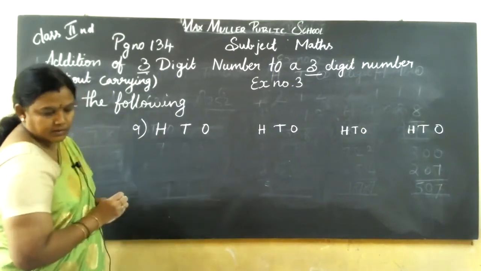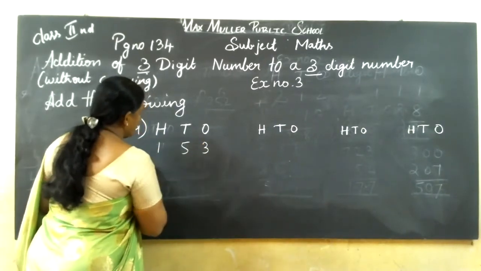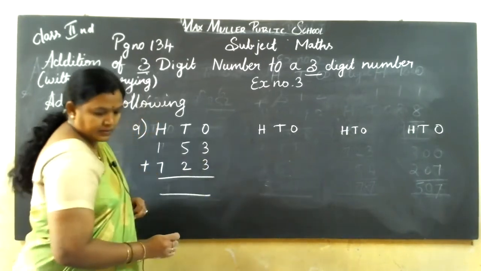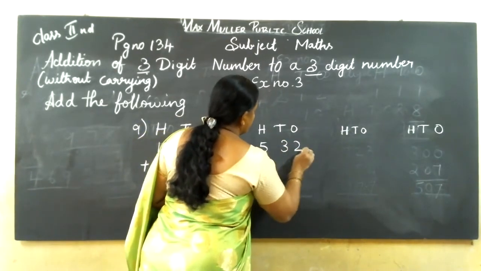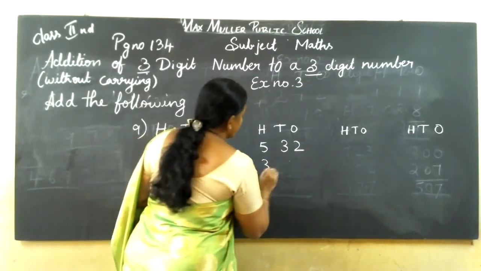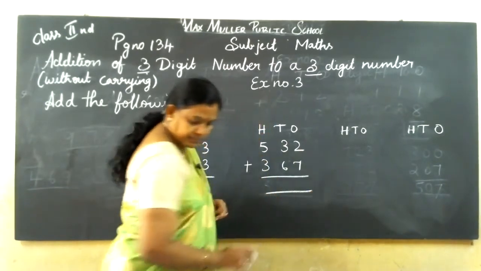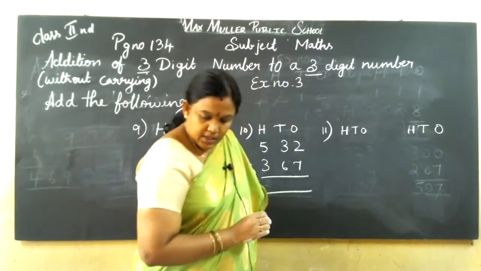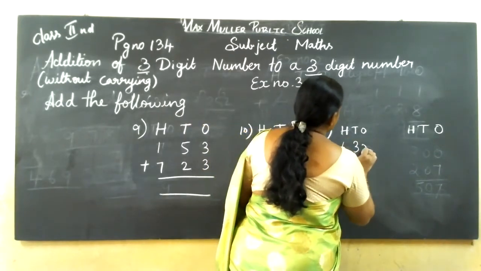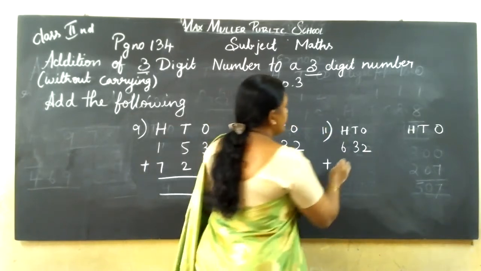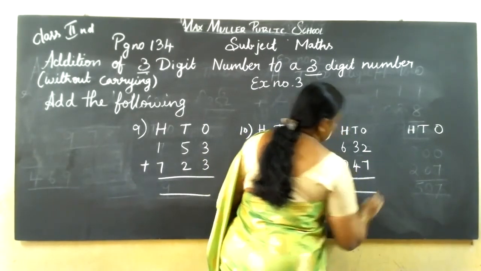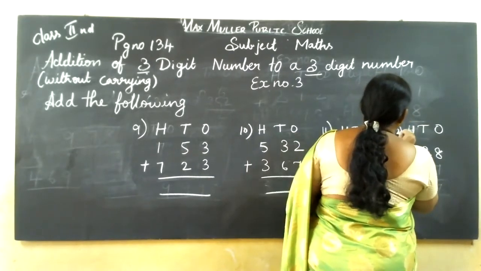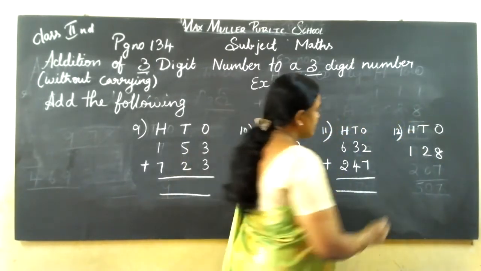Ninth one, 153 plus 723. 532 plus 367. This is 10th one, 11th one, 632 plus 247. 128, 12th one, 128, 710.